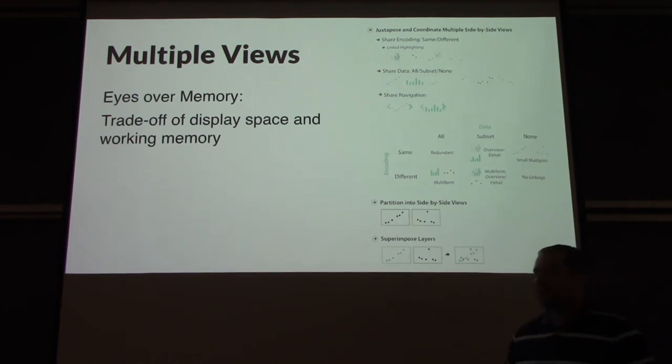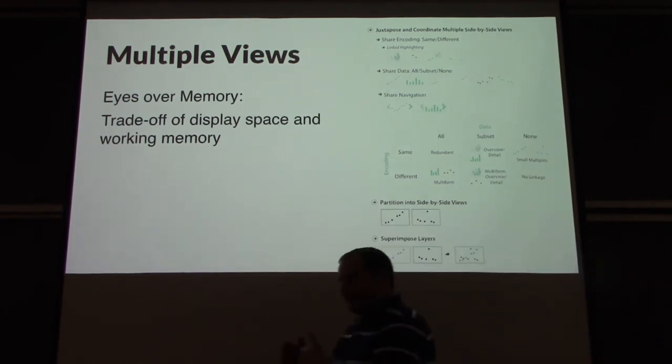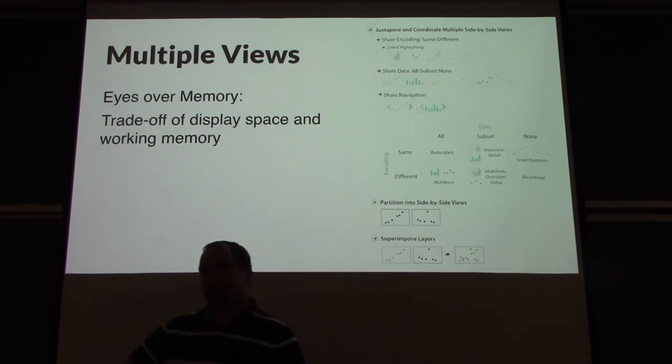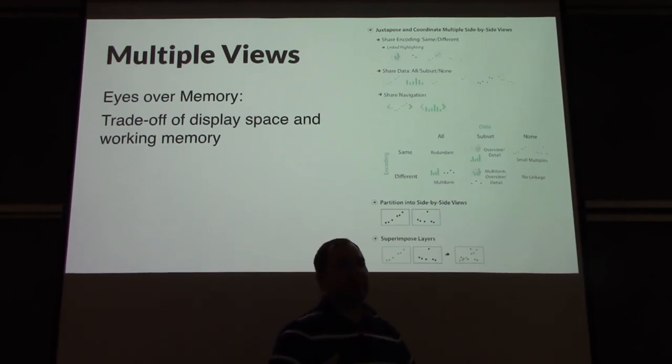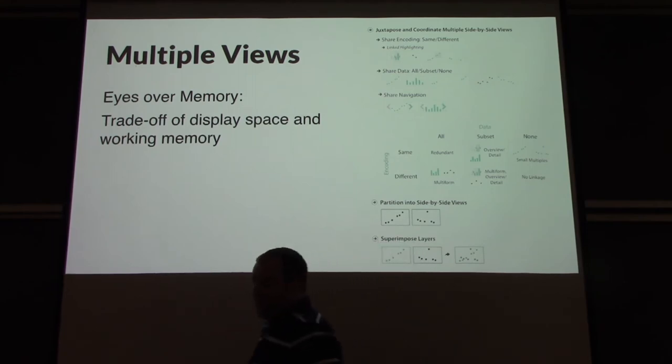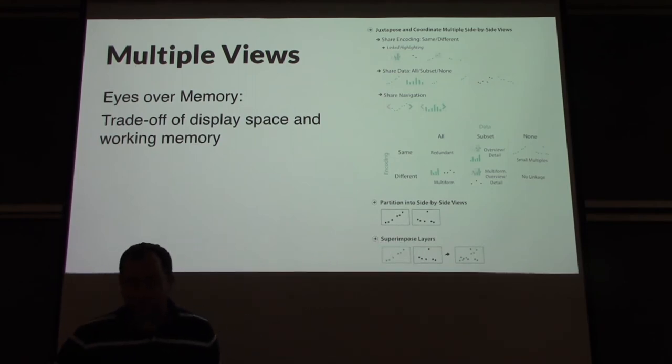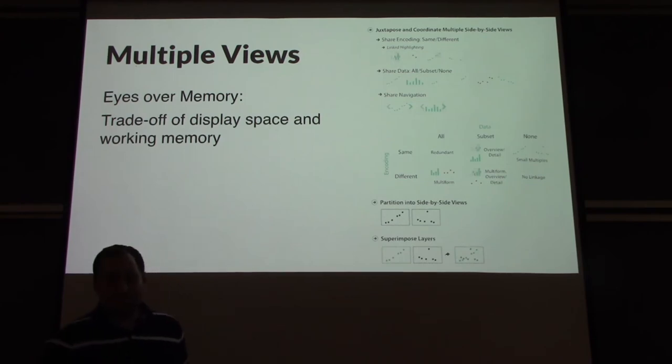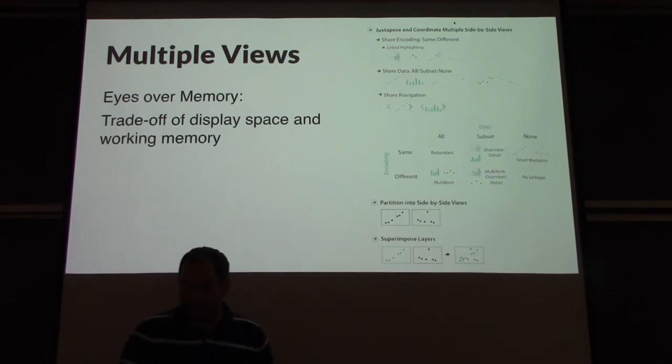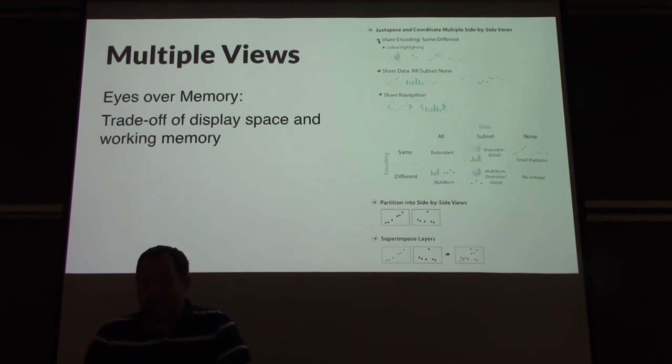Right? We can show things at time point one and then transition to time point two, or we could show both time points at the same time, maybe in different views. And so there's a couple of different approaches to using multiple views. Here is juxtaposition and coordination of multiple side-by-side views. We could have same or different encodings, or we could then subset.